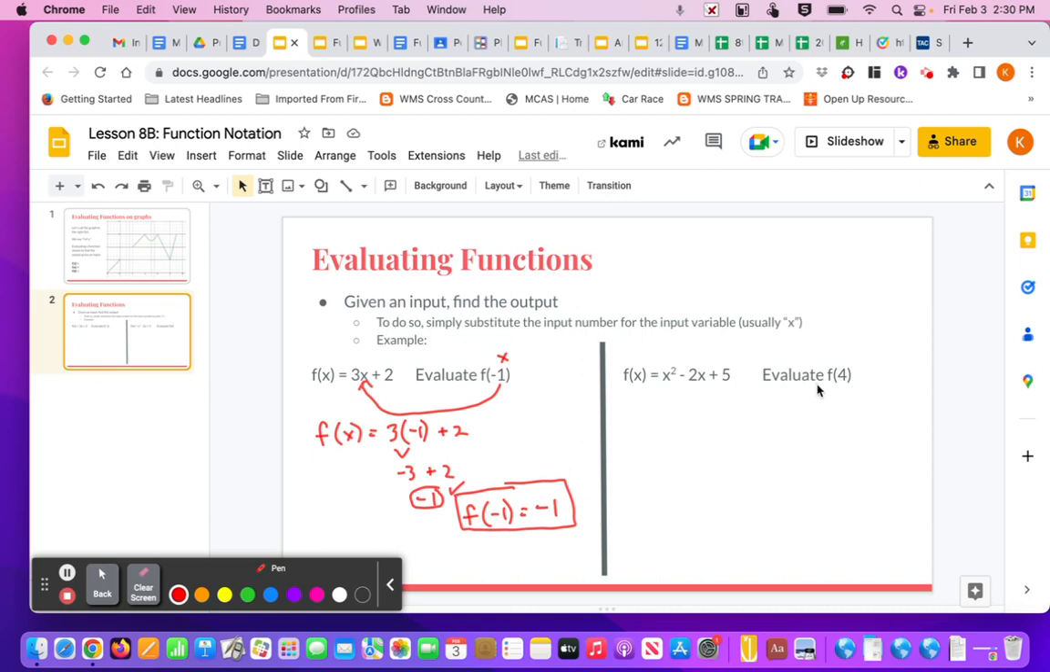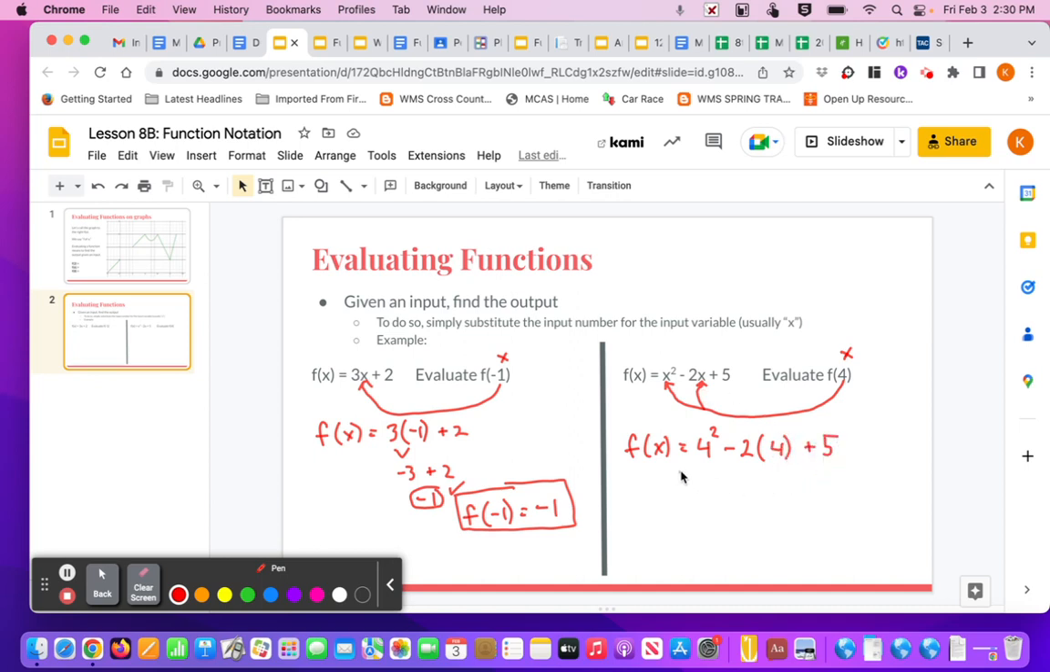Next, we have another one. Evaluate the f of 4, just like we said before. The input, the 4 right here, is the x. You're going to put the 4 in for x, and you'll notice that there are two x's here, so I'm going to put another 4 in there. F of x is equal to x squared, minus 2 times x, plus 5. X is 4 in this case, so f of 4 is 4 squared minus 2 times 4, plus 5.